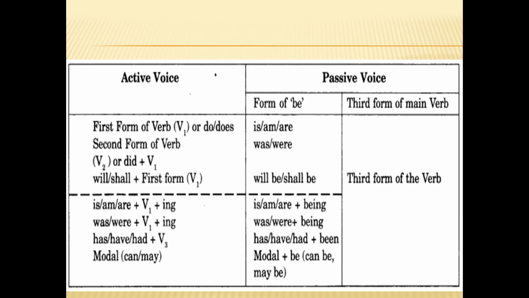Here is a table given for your help that will guide you how to change the form of the verb from active voice to passive voice. The first form of the verb, or do or does, would change to the form of be: is, am, are, used according to the number of the subject, and the third form of the main verb. Whatever the tense, the third form of the main verb would be used. There would be no change in tense, but there would be a change in the form of the verb according to the table given in this slide.